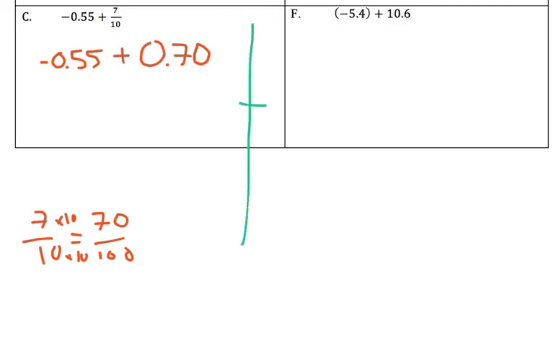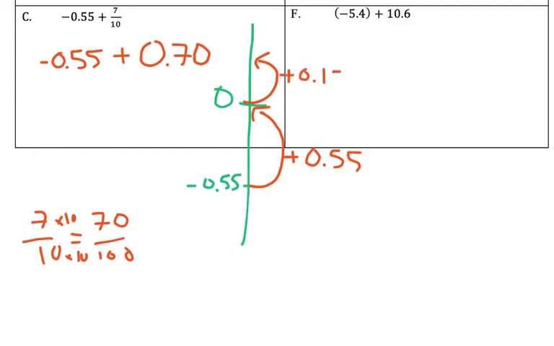But okay, now I have an easier problem to solve. I'm going to start below 0 at negative 55 hundredths. And then we're adding, so we're going to go up. We're definitely going to go past 0 because 70 hundredths is bigger than 55 hundredths. And we'd only have 15 hundredths left over. So that's why the answer is 15 hundredths.